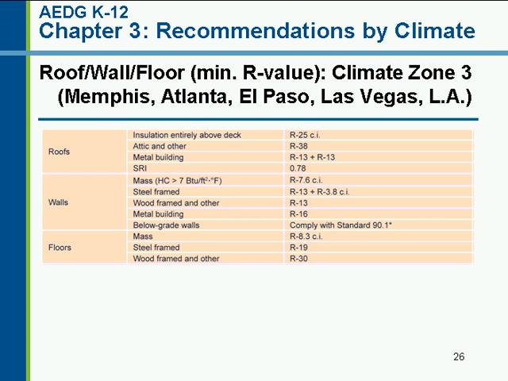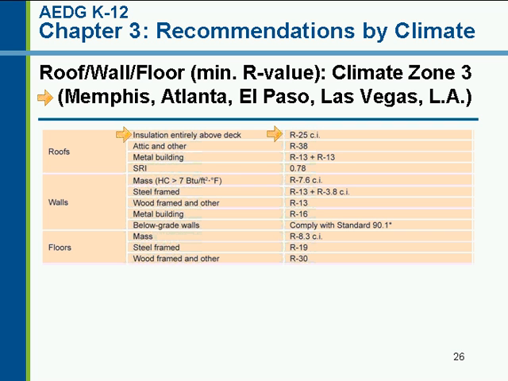Now that you understand the criteria for these tables, let's go through a few other climate zones. Let's go to climate zone 3. This includes places like Memphis, Atlanta in the southeast, but also El Paso and Las Vegas in the west. For the roof with the insulation above deck, the criteria is R25 continuous insulation, so it's the same as it was for the very hottest roofs in Miami.